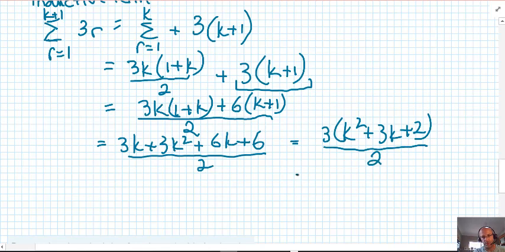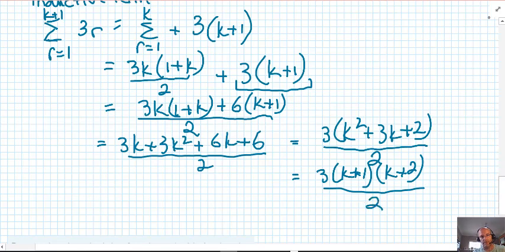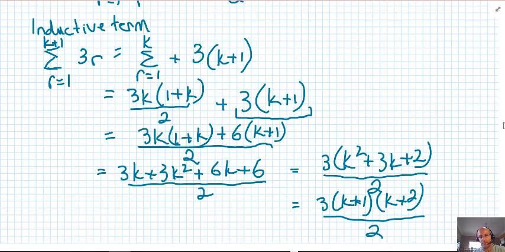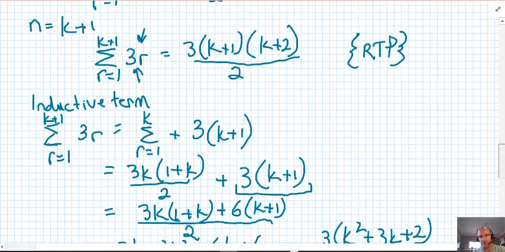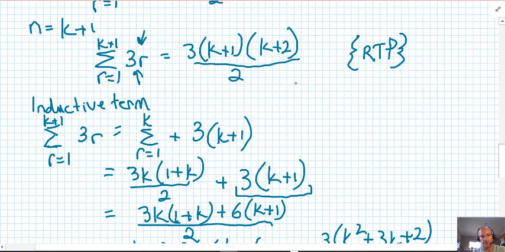or if you like, 3 outside of (k plus 1)(k plus 2), factorised. Your choice whether you want to write it factorised or expanded. I'm keeping it factorised because it matches the result just above there. So remember, we were required to prove that, and we did.